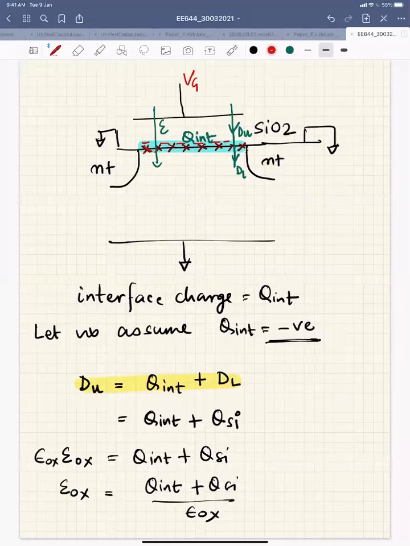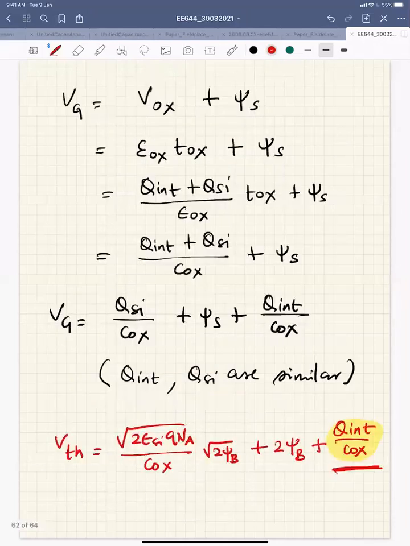Some of the field lines will terminate on these negative charges, so some of the field lines are lost. I have applied gate voltage, and there are field lines, but some are not reaching silicon because they are terminating at the interface charges. Since fewer field lines are reaching silicon, I have to apply more gate voltage to invert the surface. This is why your threshold voltage will be higher if my Q interface charge is negative.